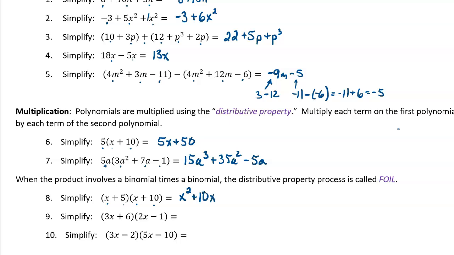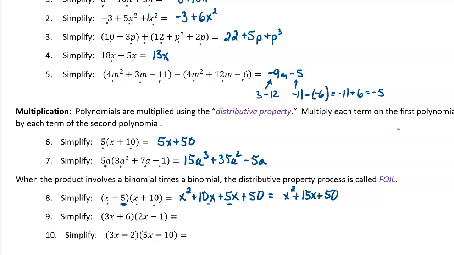Now shift your attention to the 5. 5 times x is 5x. 5 times 10 is 50. Often when you do FOIL, you'll create like terms from the outer and inner products, and those can be combined together. The final result is x squared plus 15x plus 50.